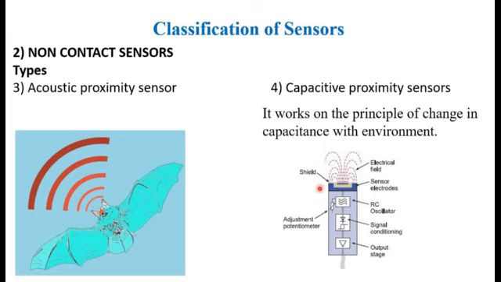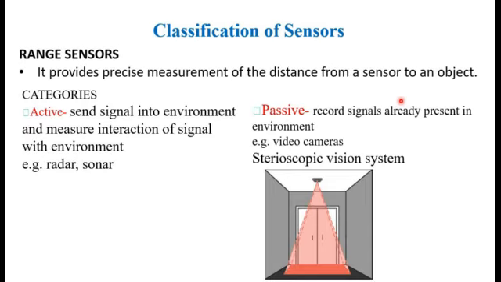In this capacitive proximity sensor, the electrical field is interrupted whenever there is an object in front, and the capacitance changes. This change in capacitance is measured, and the presence or absence of the object is determined with the help of the capacitive proximity sensor. This type of sensor is mostly used in robots.